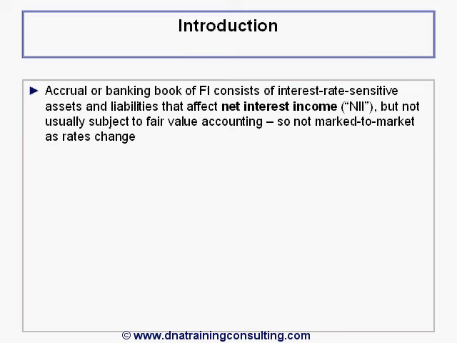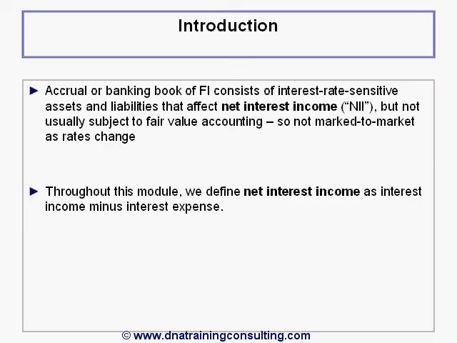The accrual or banking book of a financial institution consists mainly of interest rate sensitive assets and liabilities that affect the institution's net interest income, NII, but are not usually subject to fair value accounting, i.e., are not marked to market as rates move up and down. Throughout this module, we define net interest income as interest income minus interest expense.